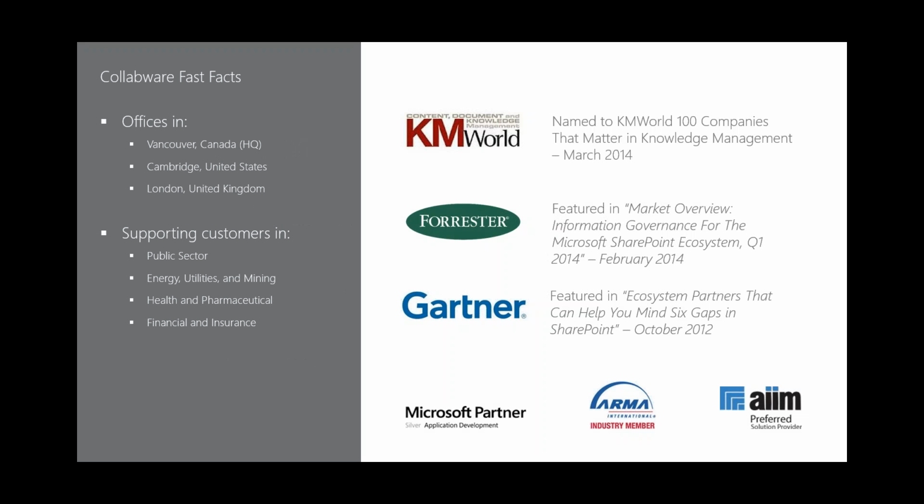So just some fast facts before we wrap up the about Collabware bit. We have 3 locations we operate in. Vancouver, Canada, that's where I'm located. That's our founding location and headquarters. We have Cambridge in the United States, which is where Glen is operating out of, and we have a London, UK office as well. We have customers in a number of different verticals, but the ones that we primarily have customers in are public sector, energy, utilities, mining, health and pharmaceutical, financial, and insurance.